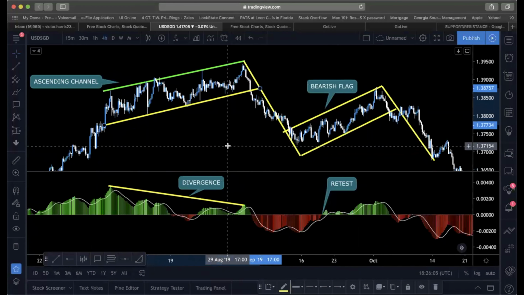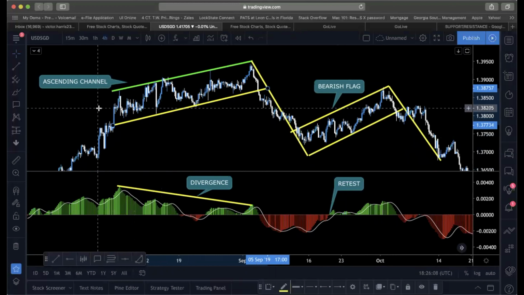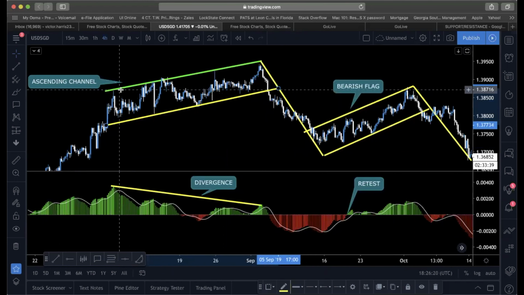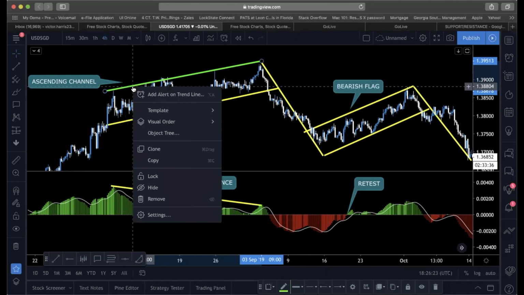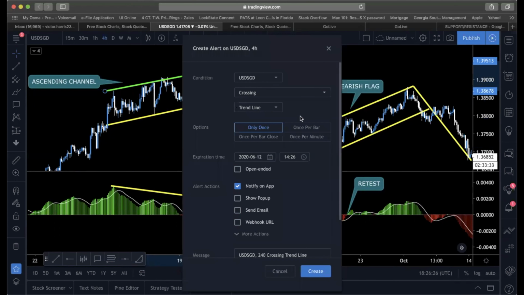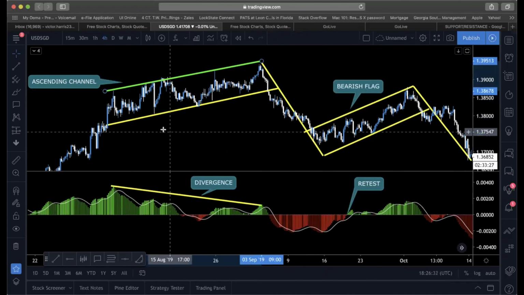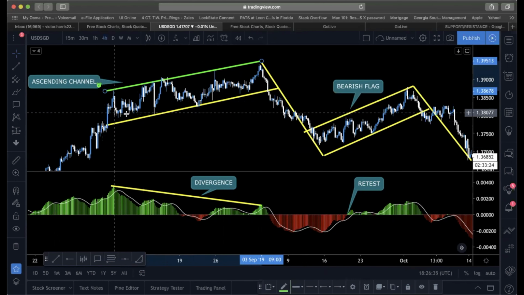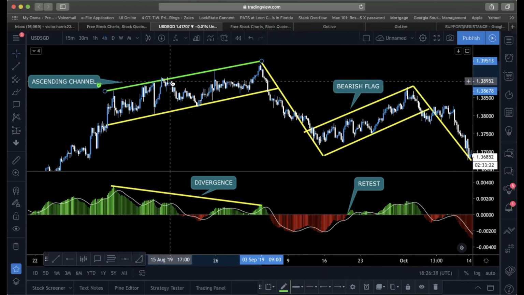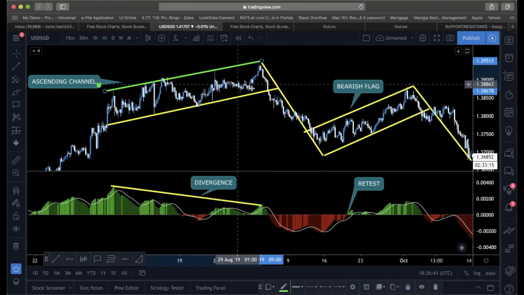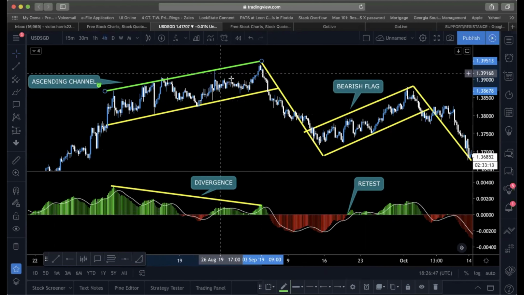This is my TradingView, and I did a markup on one of the charts. This is an ascending channel right here. Basically, price is going to reverse and turn around. There are one or two ways to trade this. At the top of this channel, you can right click, add alert on trend line, once per bar, to notify you on your app that price is crossing the trend line. Notice I'm on the 4 hour getting this analysis done. Every time price hits here, it alerts me on my phone. So you can get your sell entry there, let it come down here.